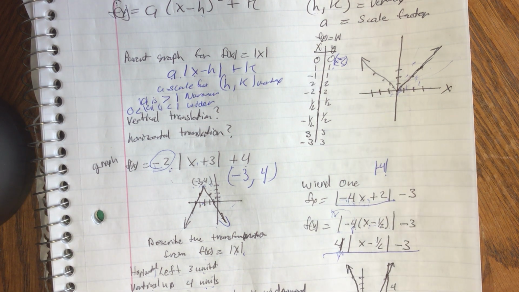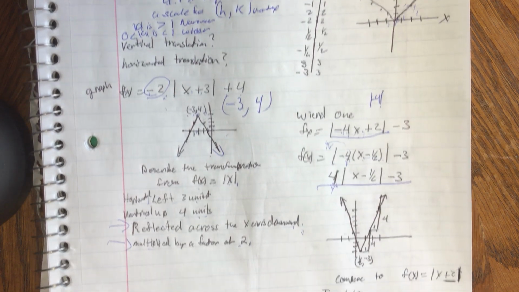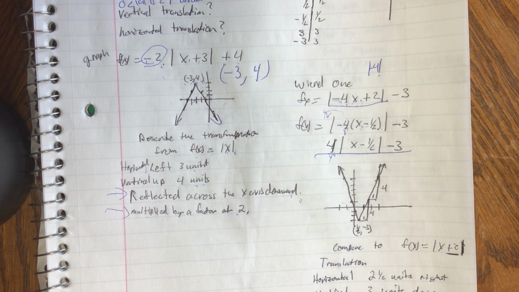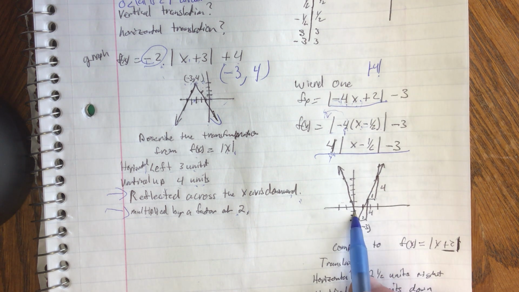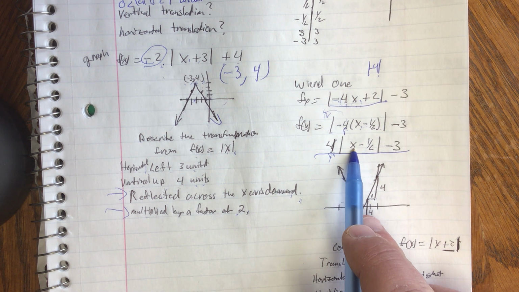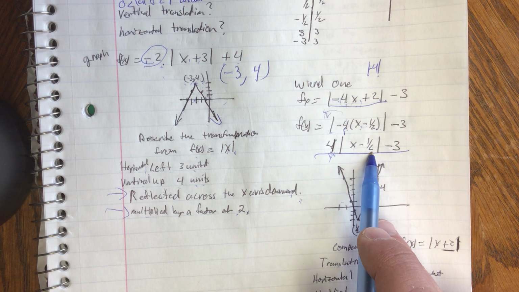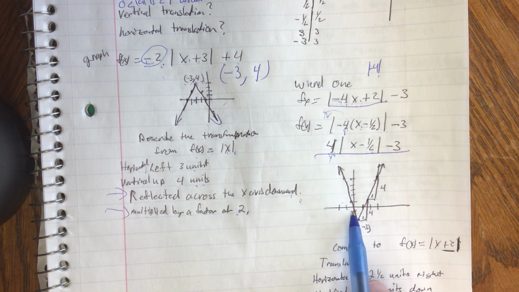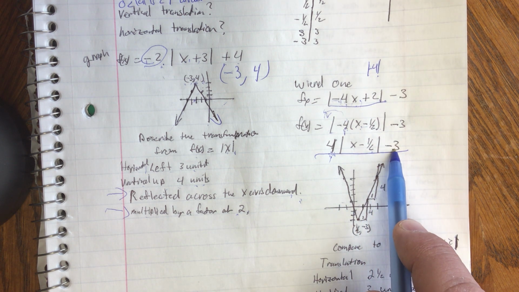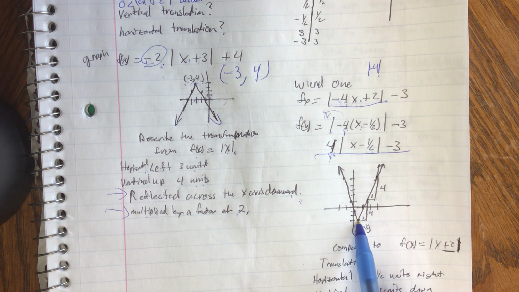Now it's in vertex form. Now I can graph it. I can do all kinds of stuff with it. So I'm going to graph this one. Where is my vertex point? Well, the horizontal shift is right a half. The vertical shift is down 3. Right a half, down 3. There's my vertex point: 1/2, -3.